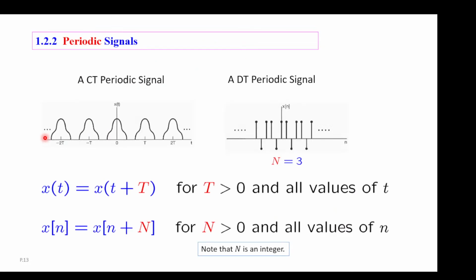So this is actually the biggest concept of this whole class. We'll spend a lot of time analyzing periodic signals. But first, let's get the idea of a periodic signal. What is a periodic signal? It is a signal that keeps repeating itself.